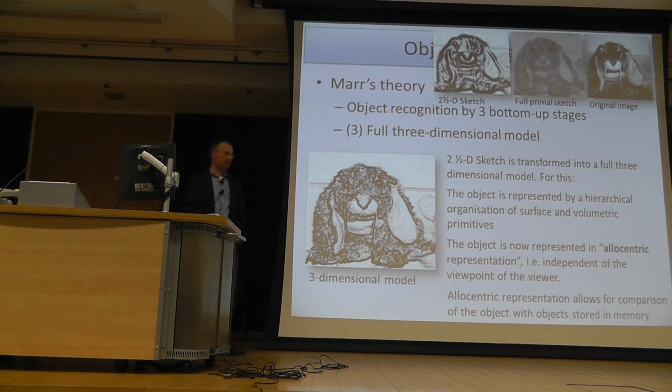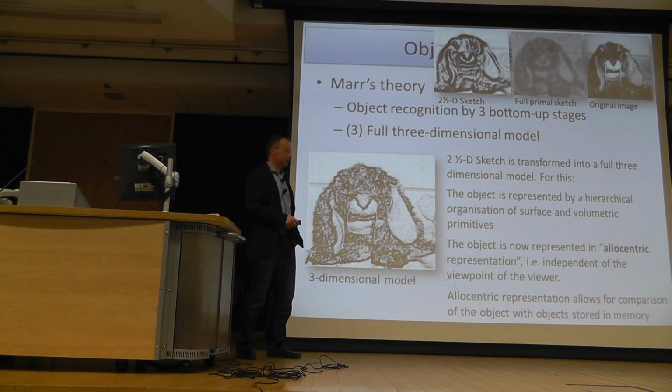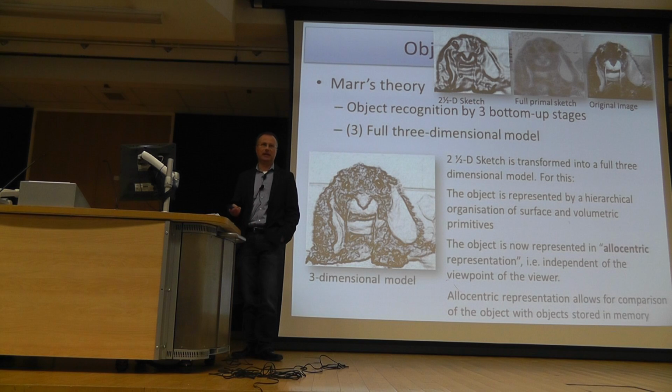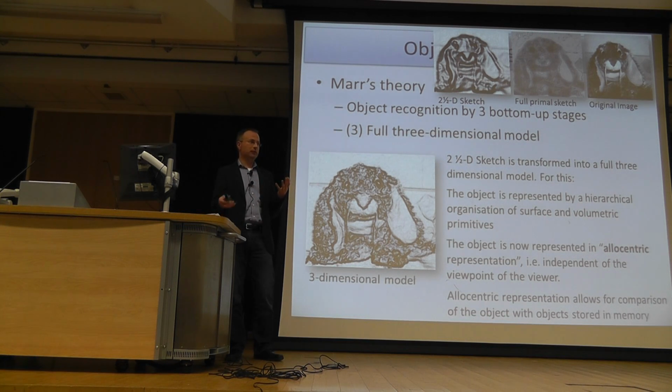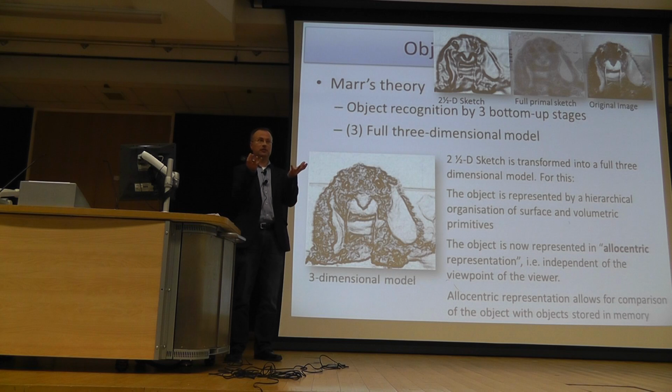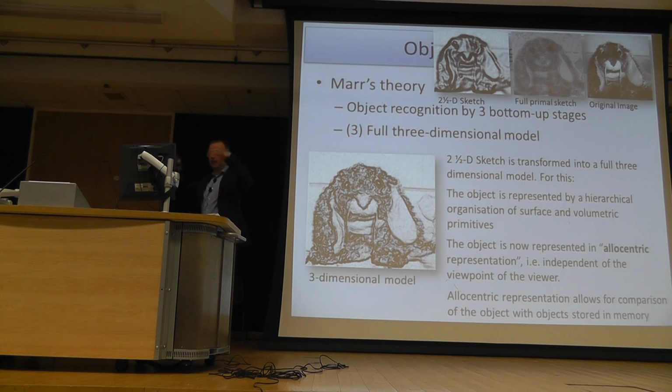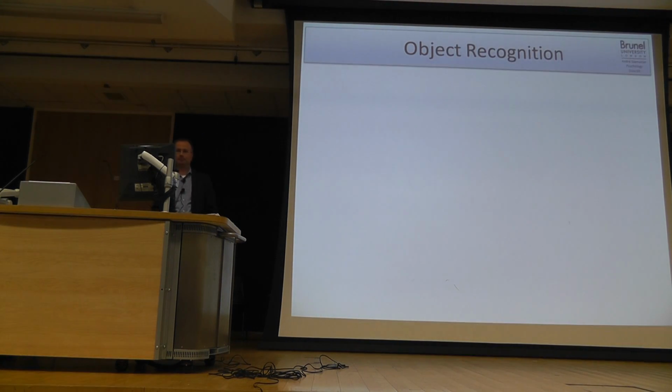Okay. The advantage of this allocentric representation is that we can memorize objects and compare objects with each other. We are easily able to compare two objects even if we see them from a slightly different angle. In egocentric coordinates, that wouldn't be possible. We would say, okay, these are two different objects because they look different. In allocentric representation, we are hierarchically above that, so to say.